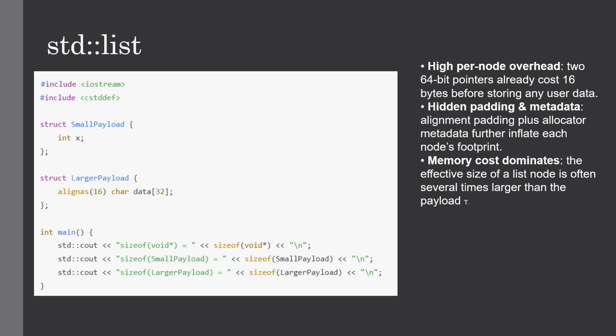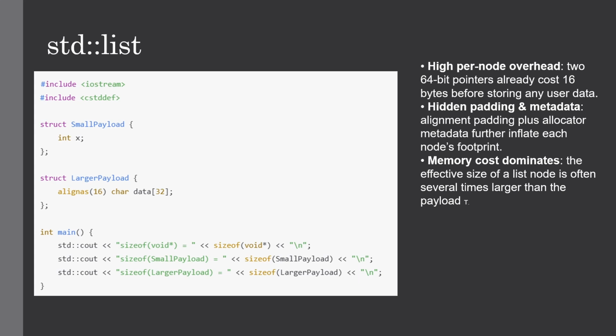To make this concrete, consider the following experiment, which does not inspect the list node directly but helps build intuition around the cost of pointers and payloads. A small payload has only one integer x. A larger payload has a 32-byte char array. Printing the sizeof of the smaller and larger payload will show how much your entire list node is essentially taking. In practice, even a list of integers often ends up consuming a full cache line per element.